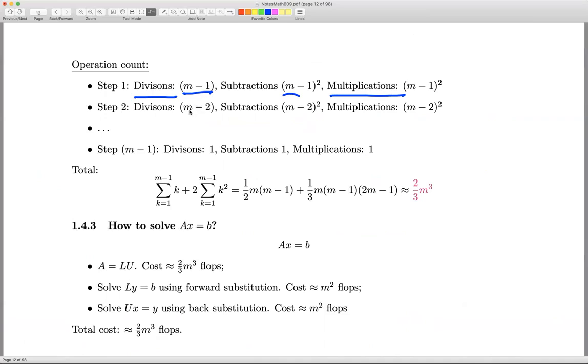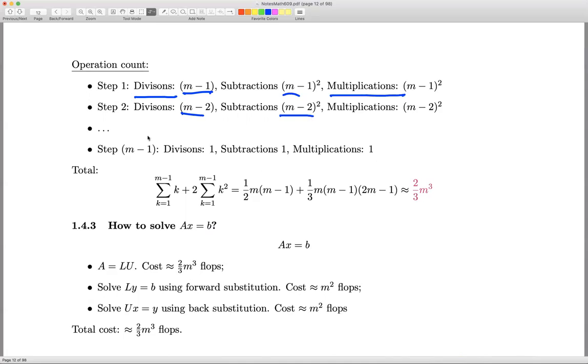So if the divisions here were m-1, the divisions here will be m-2. If the subtractions here were m-1 squared, they will be here m-2 squared, because the dimension of the problem reduced from m to m-1. And so on. At the very end, we will end up with everywhere ones.